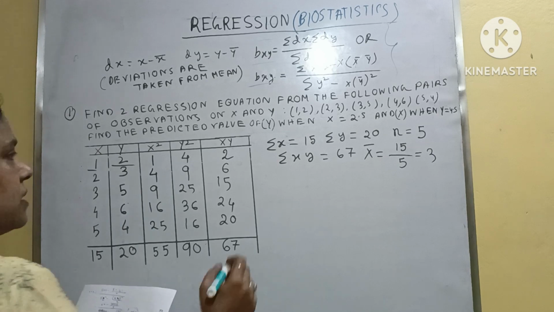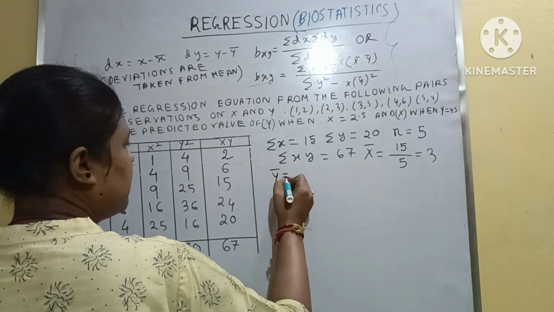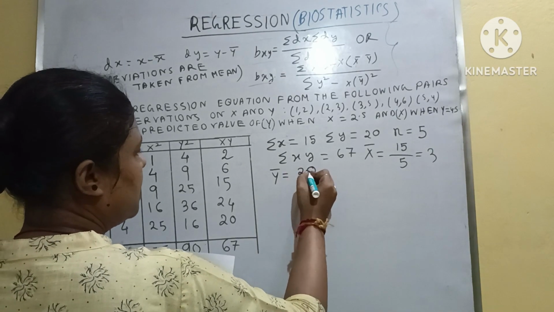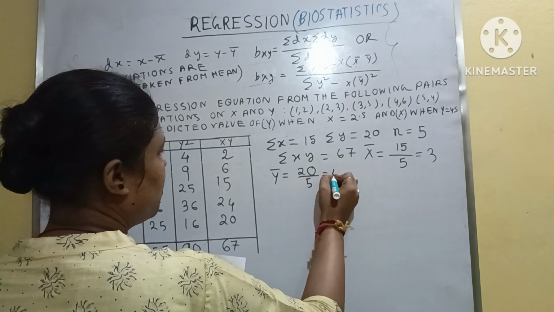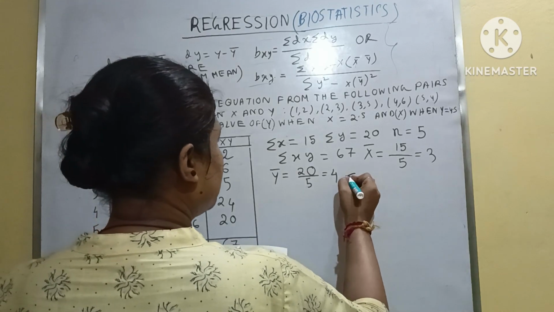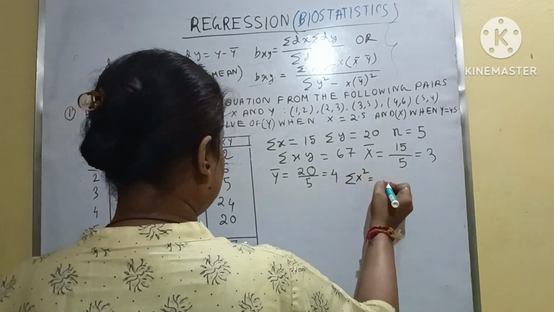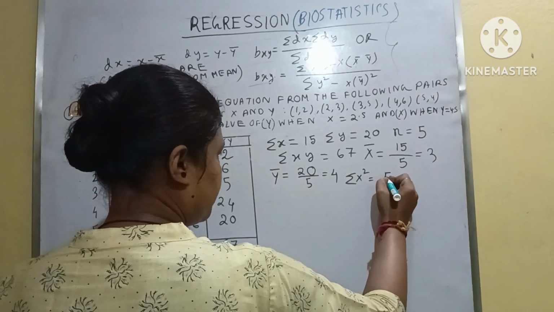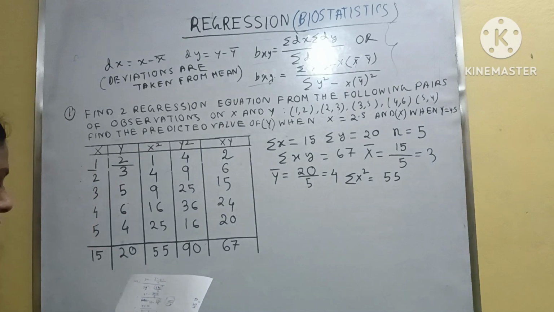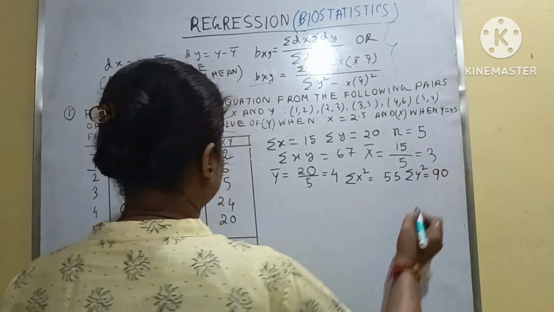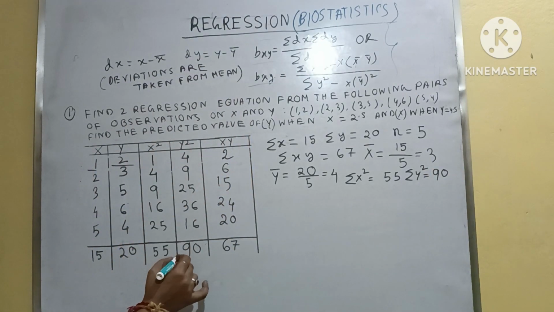Clear? Next, y bar, or the mean value of the y variables, is 20 divided by 5, so 4. Clear? Next, summation of x square is 55. Clear? Summation of y square is 90. You can see here that it is 90. Okay.